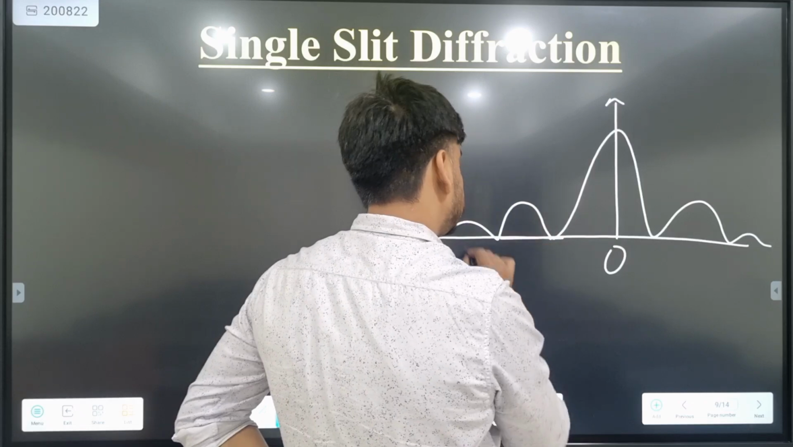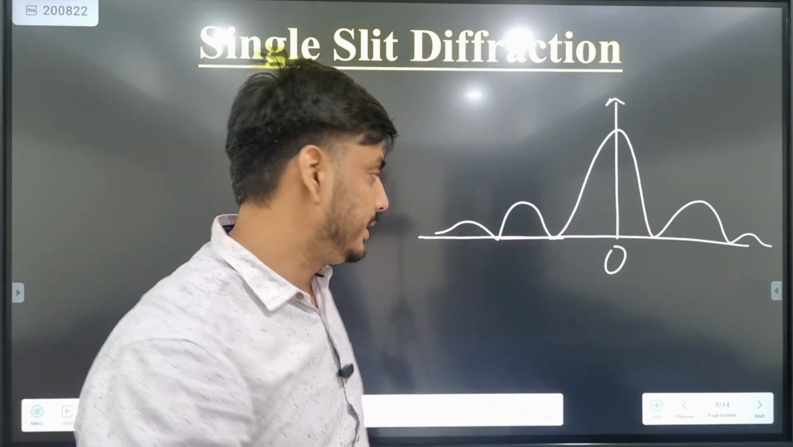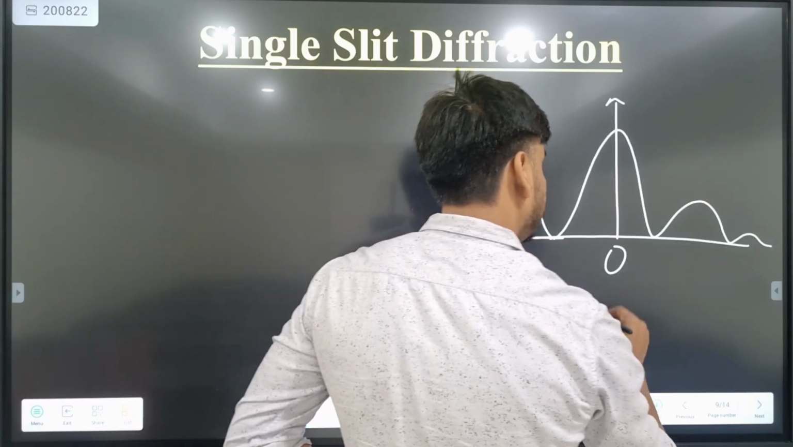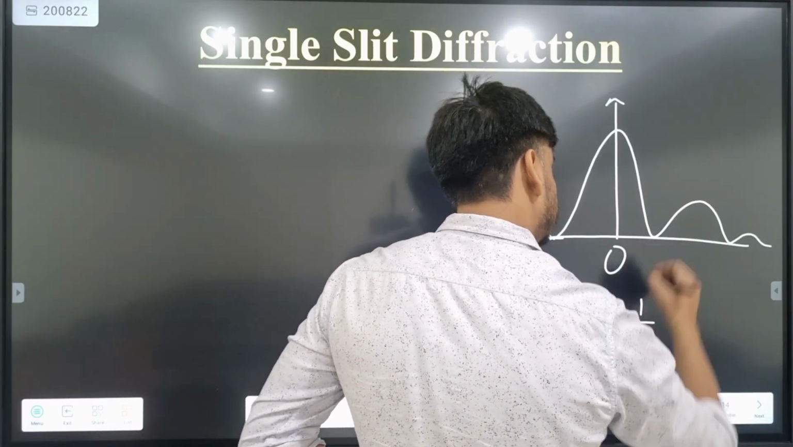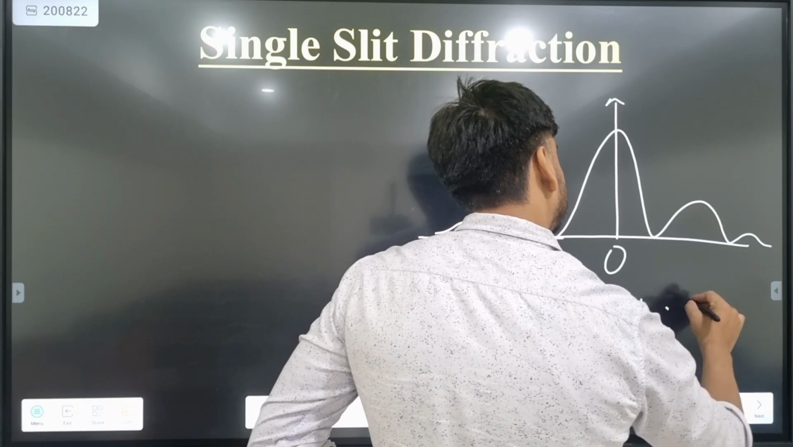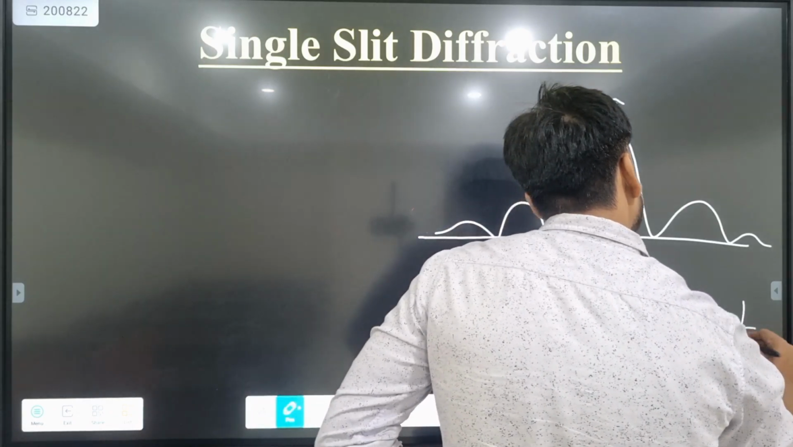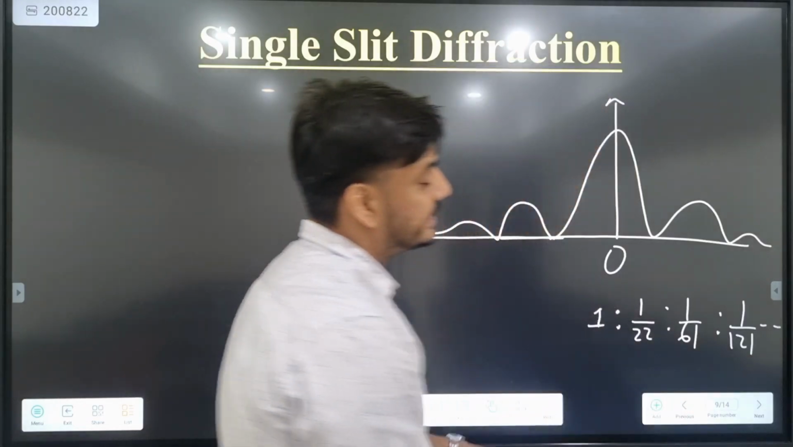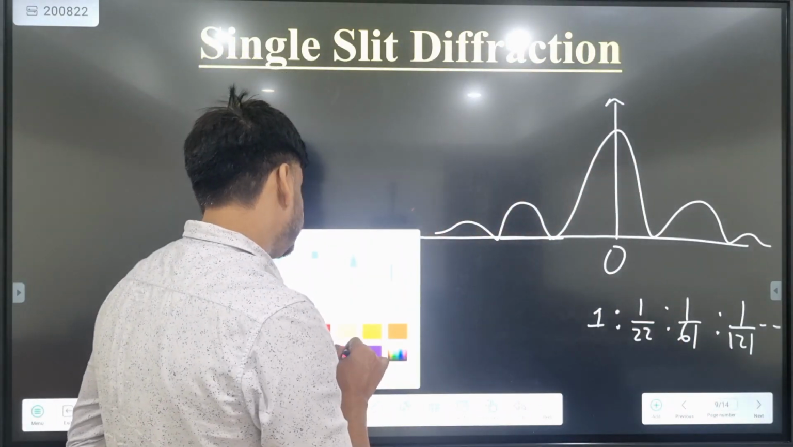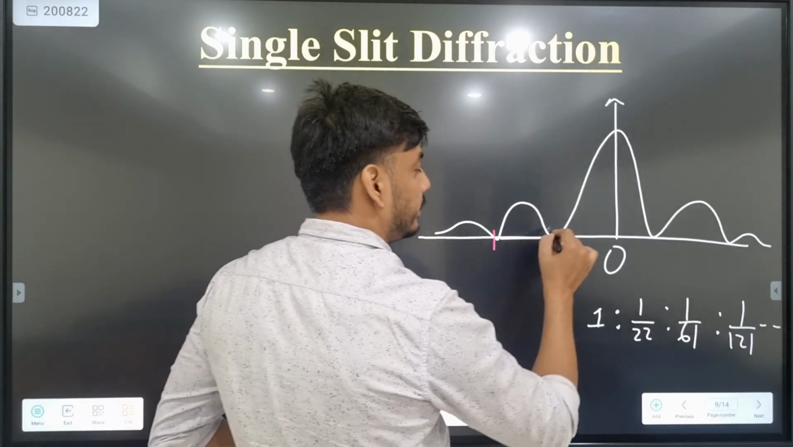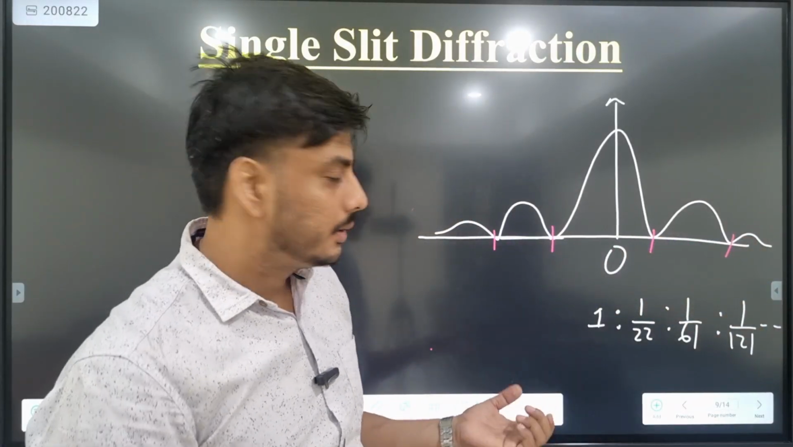Then these are secondary maxima. As we move on both sides, you can see a decrease in intensity. If the intensity of the central maxima is 1, then the secondary maxima are 1 by 22, then 1 by 61, 1 by 121 and so on. The intensity gradually decreases. Then what are these points? These are the dark points.